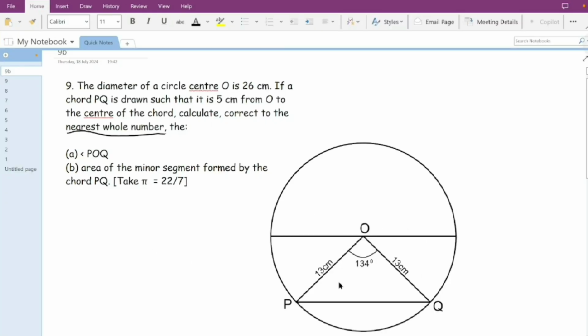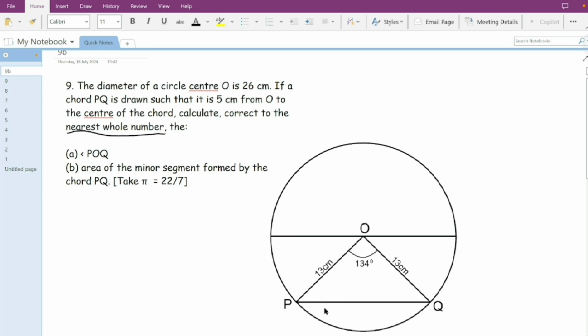Now this is what we have of our diagram, and the question says calculate the area of the minor segment formed by the chord. I want you to have something in mind. Imagine the next time I tell you calculate the area of the major segment. Let's just solve the minor segment as asked today.